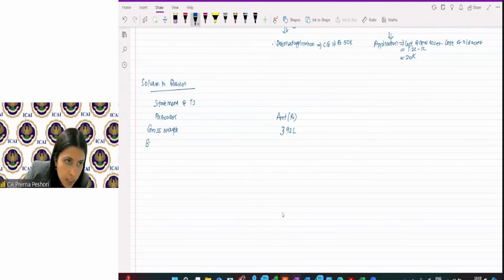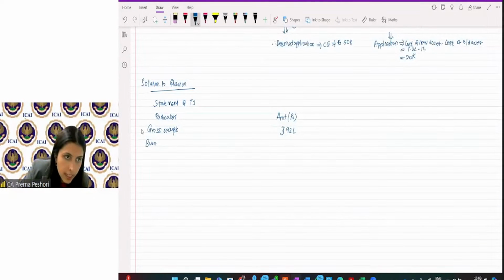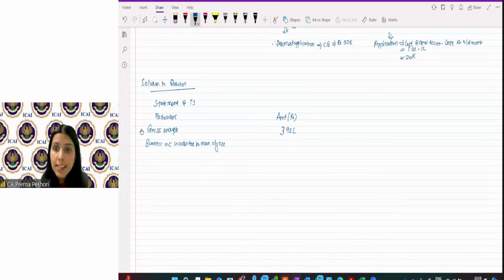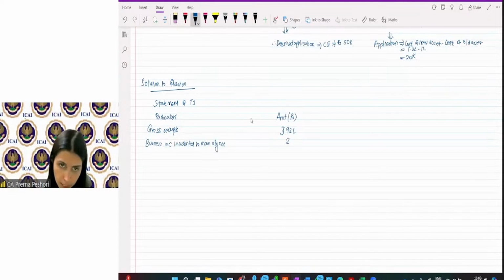So business income, since it is incidental to the main objective, will also be eligible for section 11 exemption, but we will include it because we have to compute the exemption based on the application and 15% criteria.